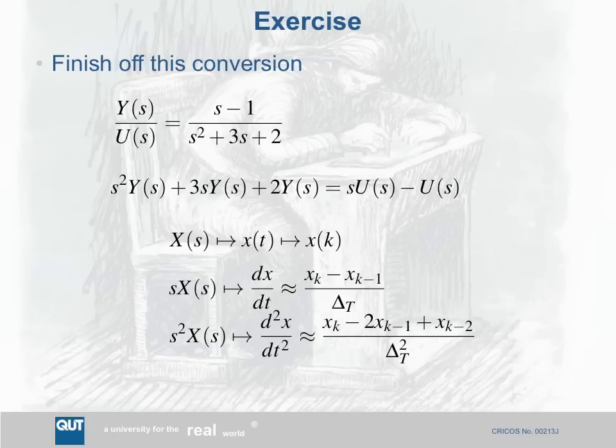So the next thing that I'd like you to do, another quick classroom exercise, is to finish off this conversion. We started a little while ago to look at this second order transfer function, and we multiplied it out and we got the expression there on the second line. And now we're going to make the substitutions for x, sx, and s squared x. We're going to substitute those with the appropriate elements from the numeric sequence of y and of u. So what I'd like you to do is to complete this substitution and get somebody to write that up on the board, and we'll review the answer in just a moment.